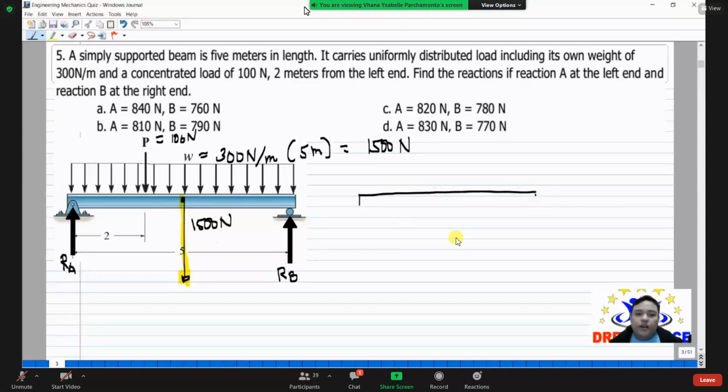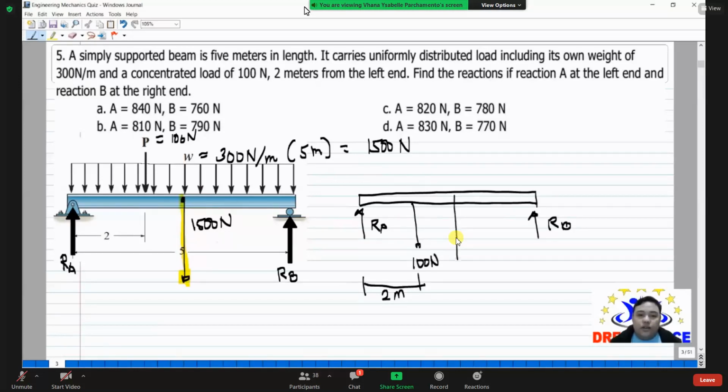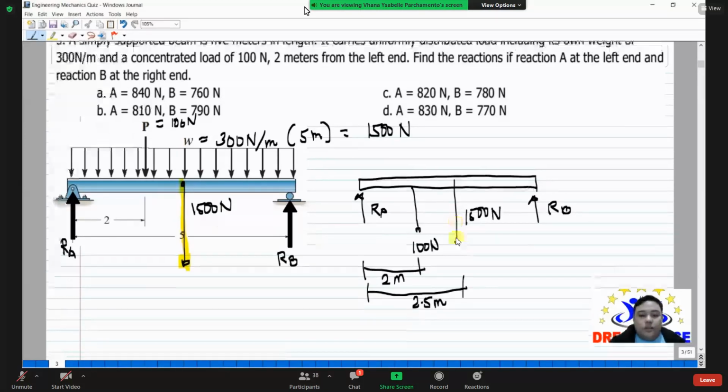Since medyo magulo, i-redraw lang natin yung figure. Ilang forces ang meron? We have RA, we have RB, we have 100 newtons, so that is 2 meters on the left side. Then yung ating 1,500 newtons, so this will be acting on the 2.5, so centroid ng bar or ng beam.